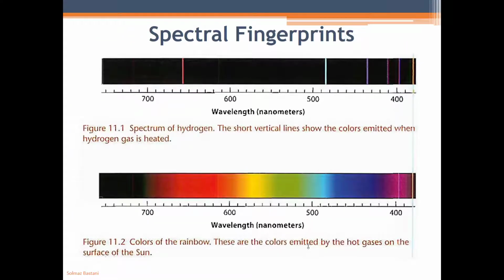Let's take a look at these pictures here. The one above shows the spectrum of hydrogen. Now you see that there are only certain colors emitted when hydrogen gas is heated. But the picture on the bottom is the spectrum that we get from the sun, and you see how continuous this spectrum is.